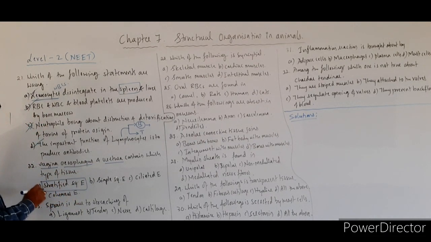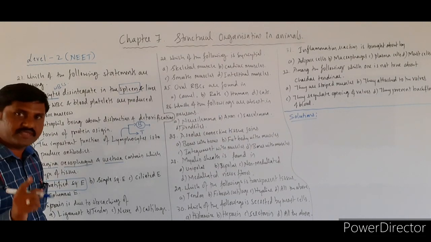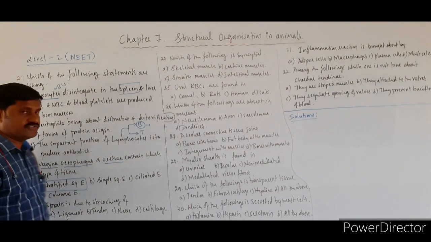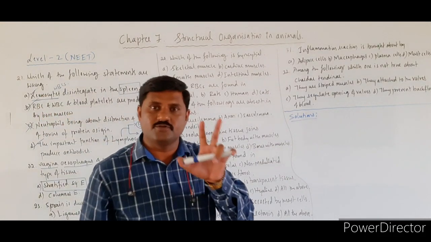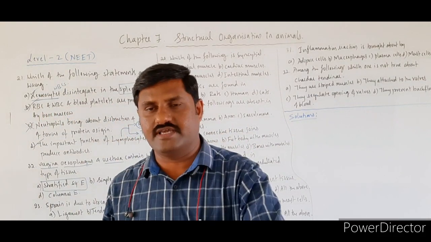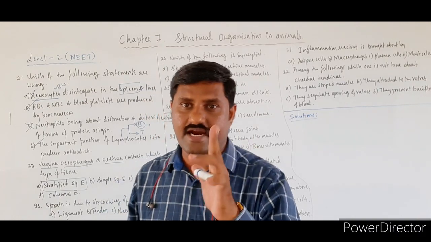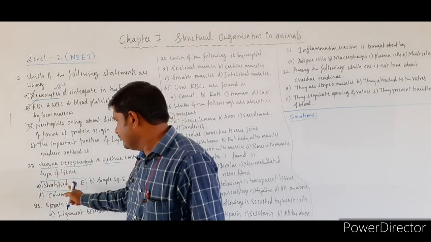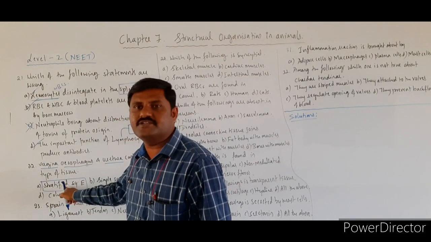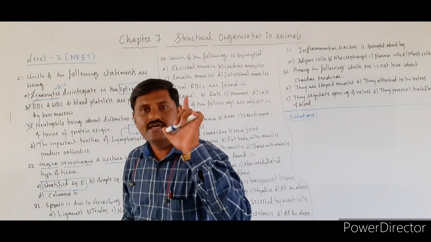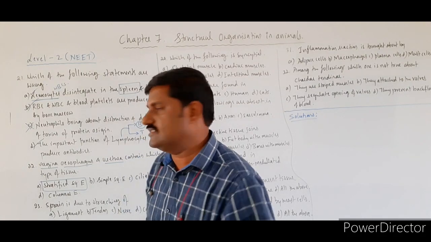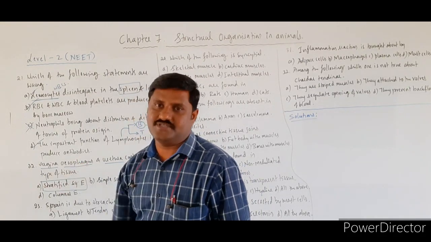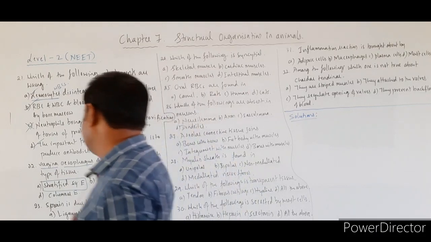Why these structures are lined by stratified squamous epithelium: stratified squamous epithelium is of two types, keratinized and non-keratinized. Non-keratinized makes the lining of these structures, right? So that's why we consider this stratified squamous epithelium to be non-keratinized, because it is present in these structures.